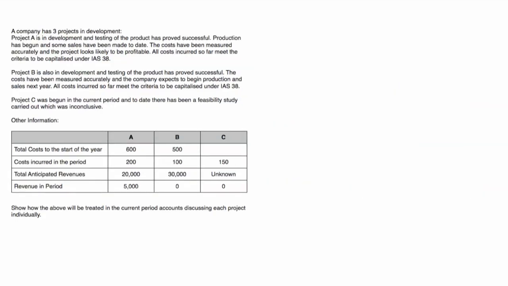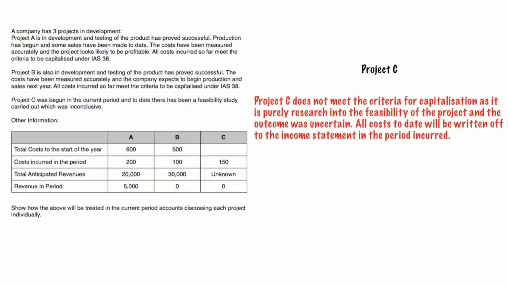Lastly then, we have Project C, begun in the current period. There's been a feasibility study, but it was inconclusive. Well, look, we now know that that is research expenditure. So pure research will be written off. So all costs to date will go to the income statement and be written off. So we don't have any intangible asset for Project C.